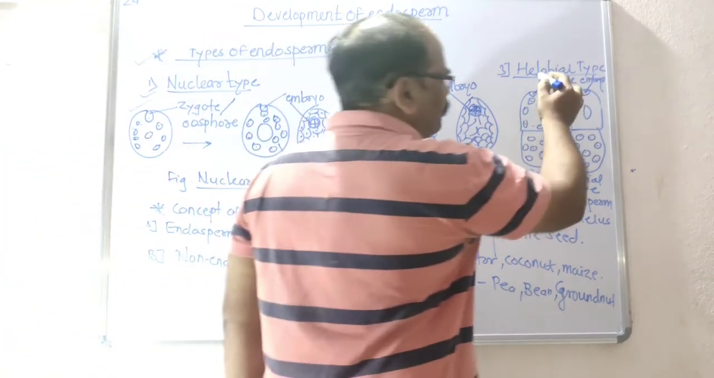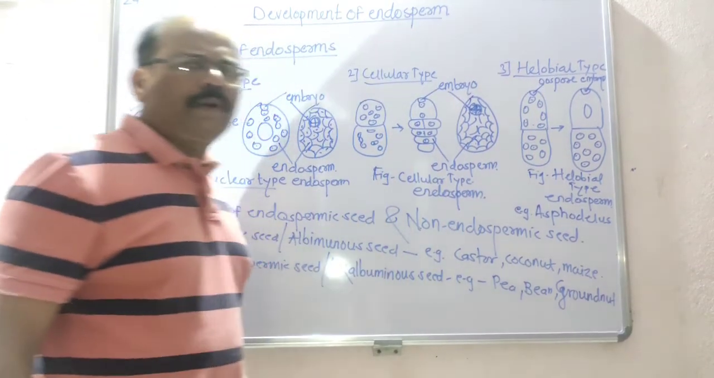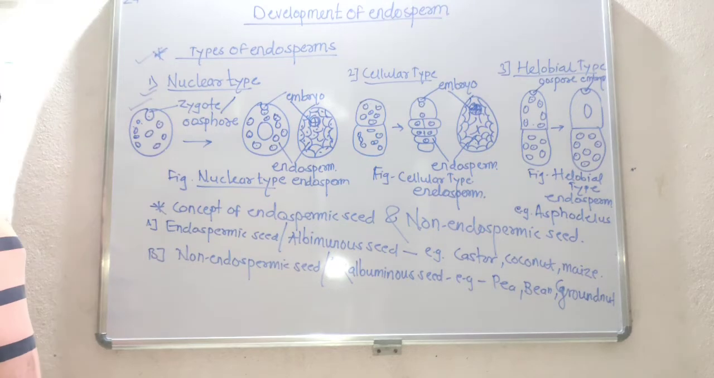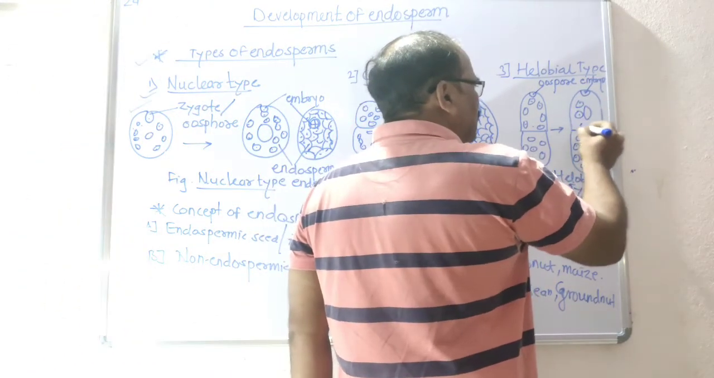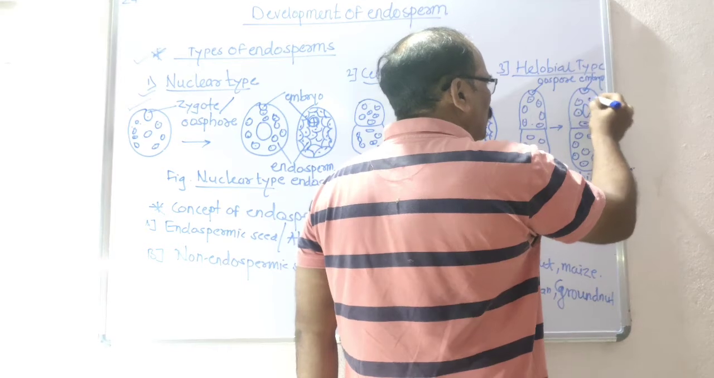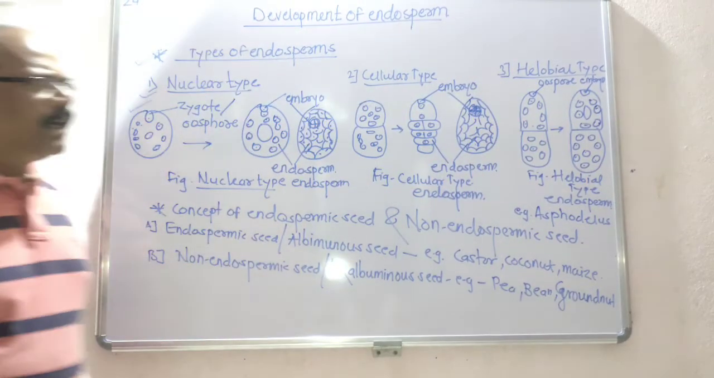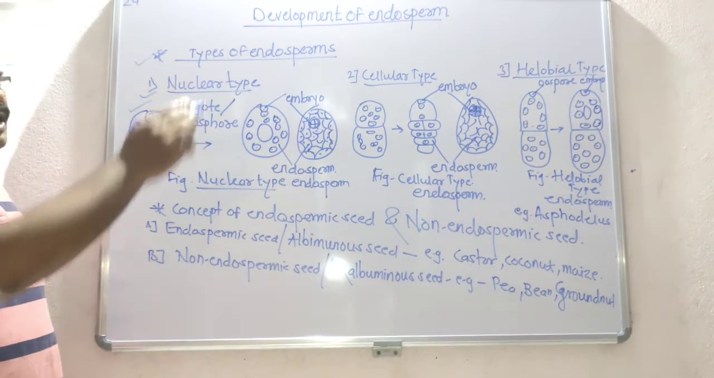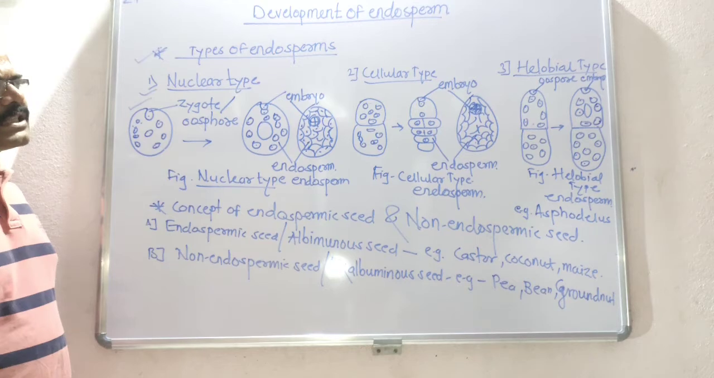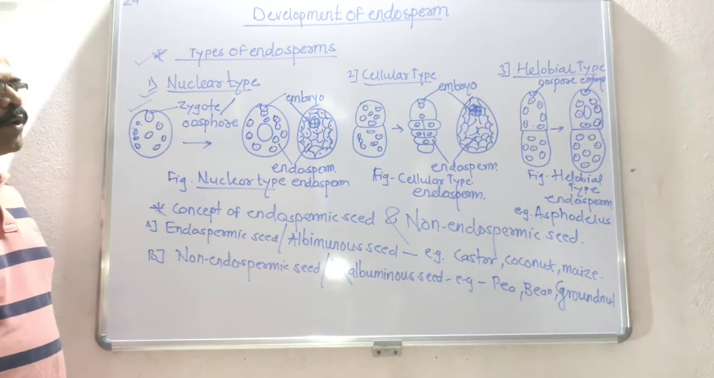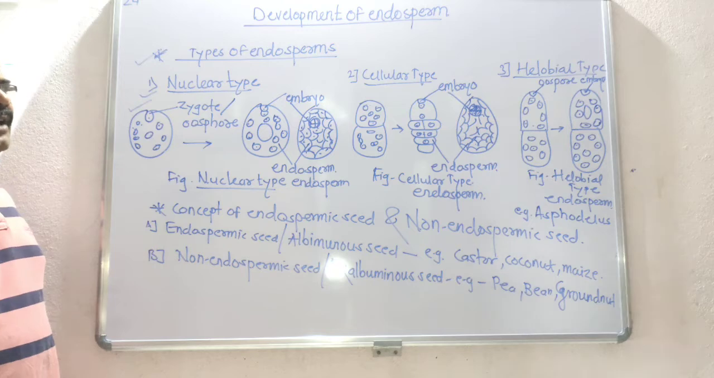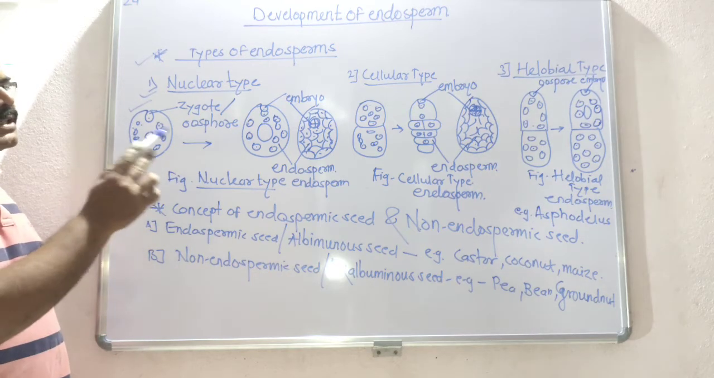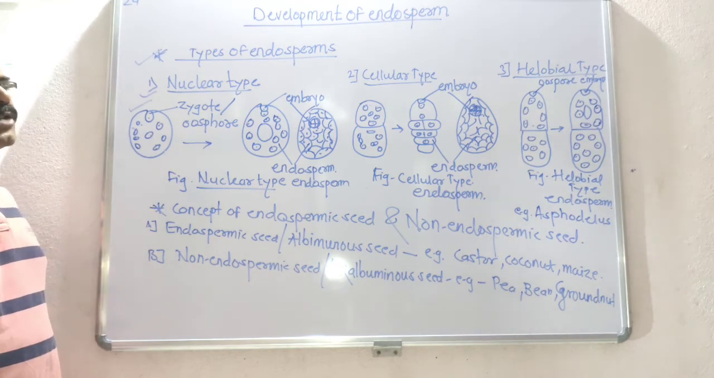Next is the halobial type of endosperm. The halobial type is intermediate between the nuclear and cellular types of endosperm. This type occurs in the order Helobiales of class monocotyledonous plants, so it is called the helobial type.